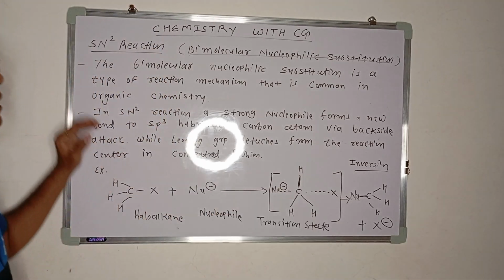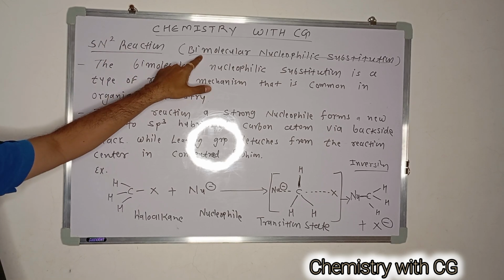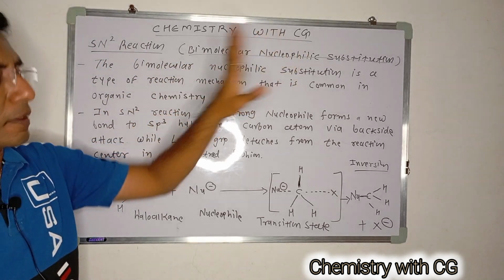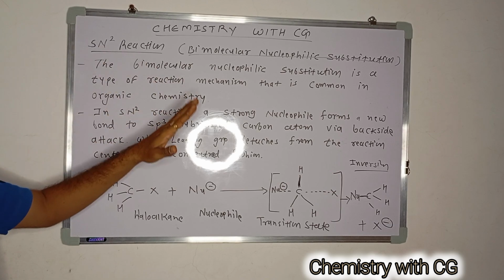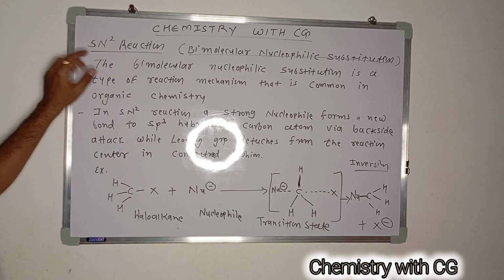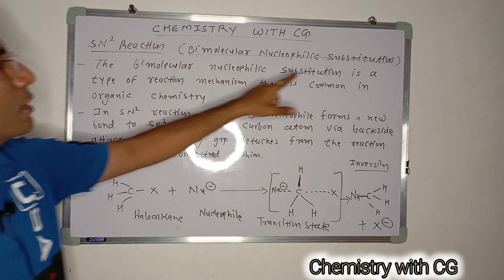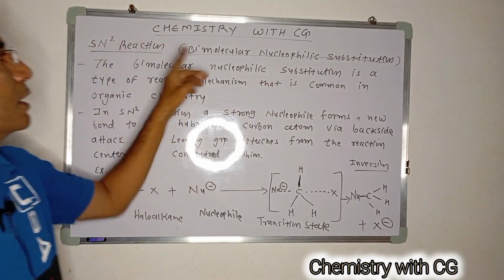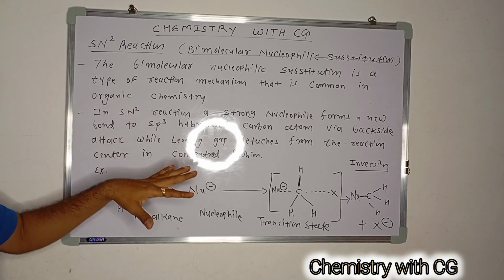See here we have the reaction which is called SN2 reaction, the bimolecular nucleophilic substitution reaction. Here the rate of reaction depends on both the reagents. At that time this reaction is called SN2 reaction. The full form of SN2 is substitution nucleophilic bimolecular. So how does it happen? We see all the things.